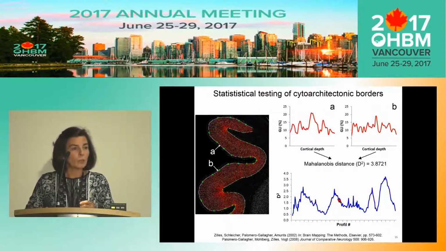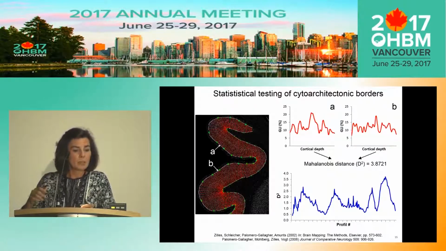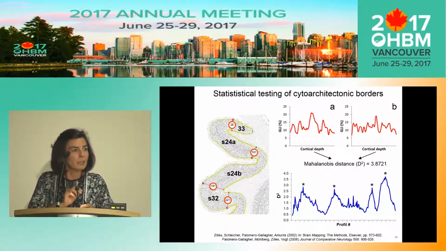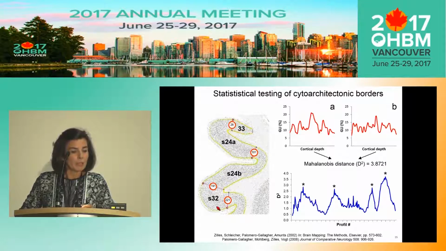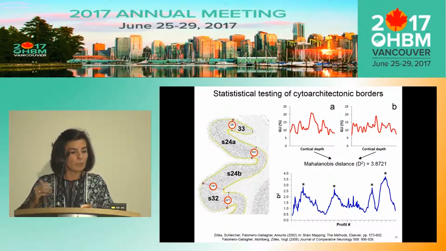The peaks would indicate putative borders, and if we then test these peaks for significance, that is then the indication of a cortical border. And for this specific example here, what you can see is that we've identified Brodmann's area 33, we've identified his area 32, and within his area 24, at this position here, we've been able to identify a subdivision into an S24A and an S24B.